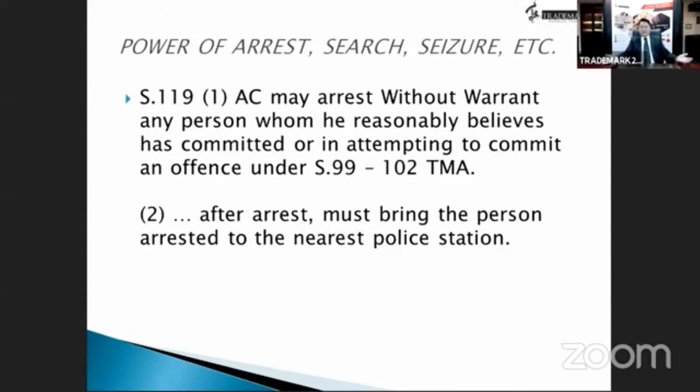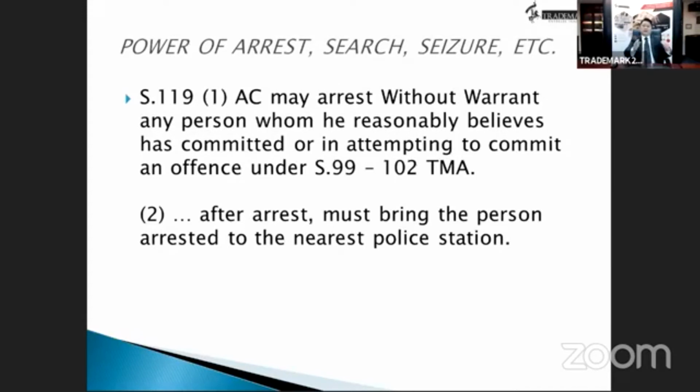Now, the new law provides under 119 the power of the AC to arrest. Actually, it's with or without warrant, okay? Listen carefully. Assistant controller, I'm talking about it. When I mention AC, it means the enforcement officer from the enforcement unit of the domestic trade.